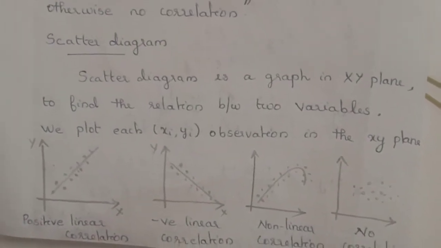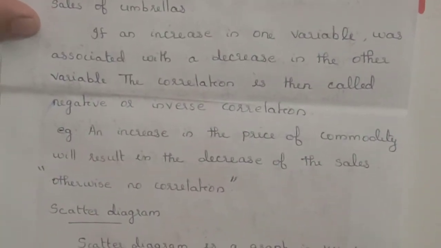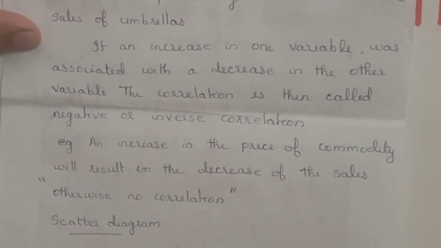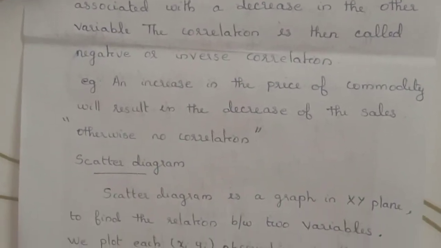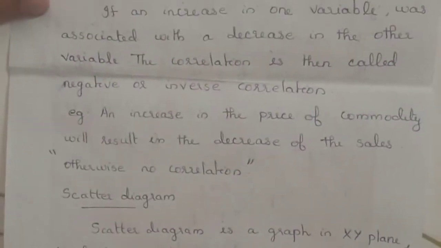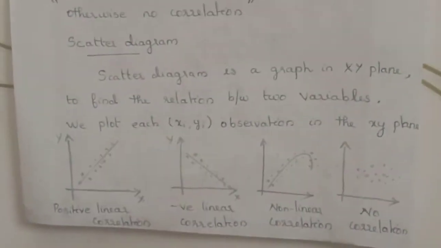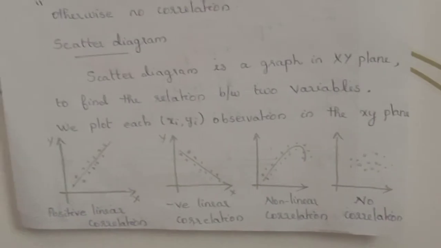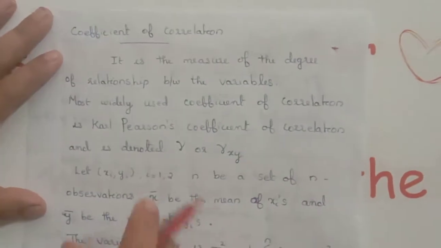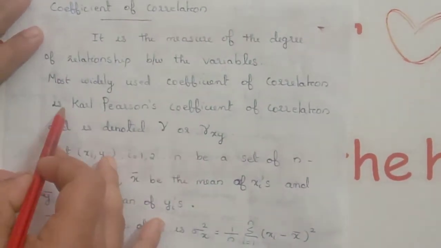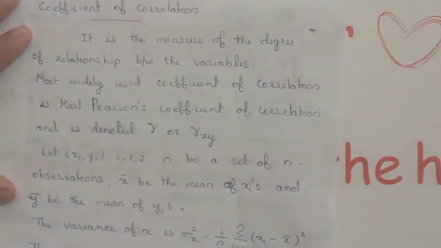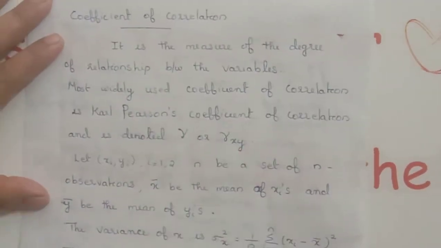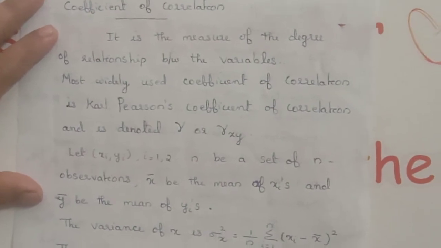Then the correlation is measured by the coefficient of correlation. That is, the degree of measurement of relation between two variables is called the coefficient of correlation. And the relation expressed in the form of an equation is called regression. The coefficient of correlation is denoted by gamma and is known as the Karl Pearson coefficient of correlation. Gamma, gamma xy or rxy, etc.